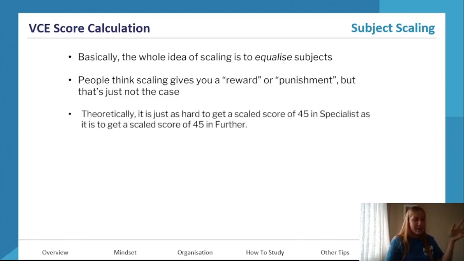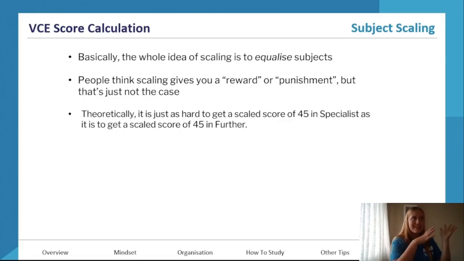So theoretically, not saying how accurate this is, but this is the assumption that they use when they scale our subjects: that it's just as hard to get a scaled score of 45 in specialists as it is to get a scaled score of 45 in further. So say specialist that year is getting scaled up by 6 marks. So you only need a raw, say, 39.